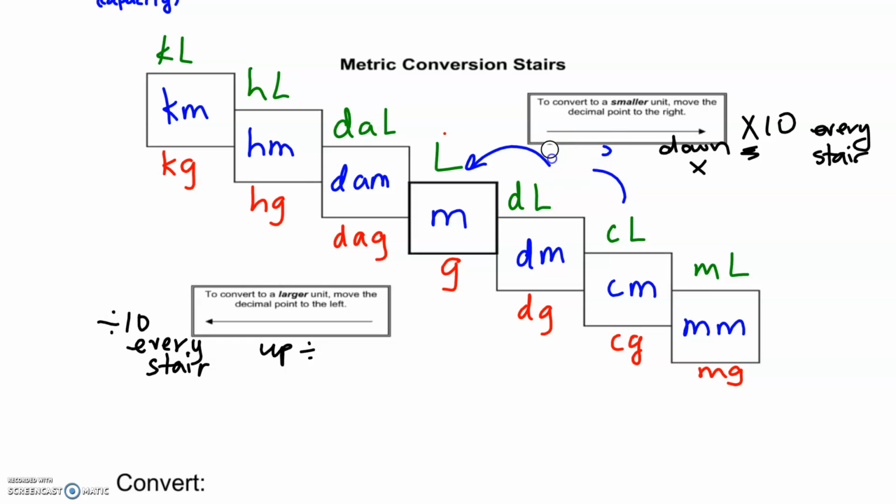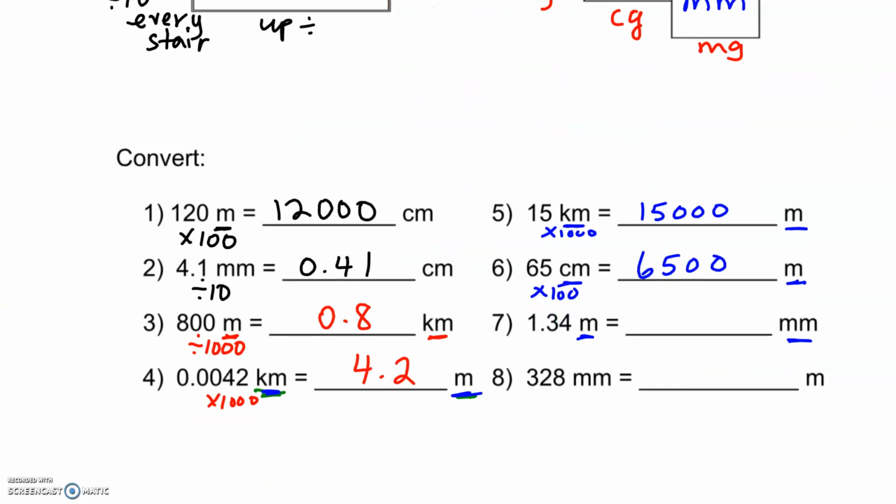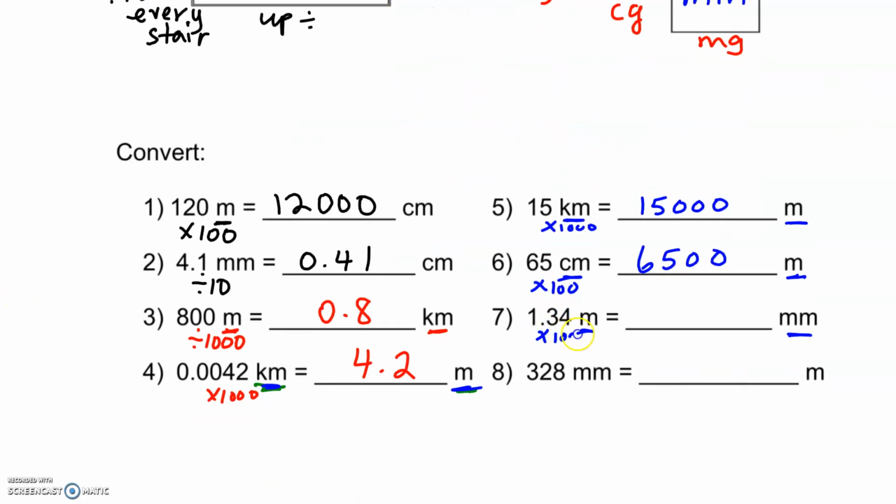All right, let's go ahead and we will show on our staircase. I'm starting at meters this time, and I have to go down to millimeters. So that's 1, 2, 3 stairs, so I know that I'm going down the staircase, so I'm timesing, and 3 stairs means 3 zeros. So I'm going to times by 1,000. So 1.34 times 1,000 is going to be 1,340.